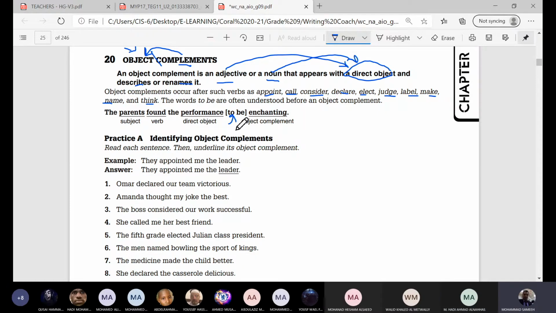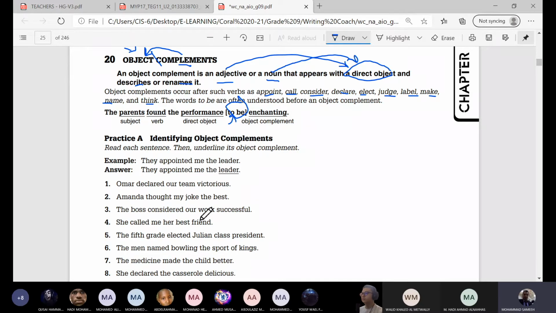How come? It's a word that comes after the direct object. That's it. Is it that hard? It is a word that renames or describes the direct object. And the second clue is to write or to say "to be" before the word. If the meaning is okay, then the word after "to be" is the object complement. "To be" actually is not written, but only read. You can just understand it from speaking.